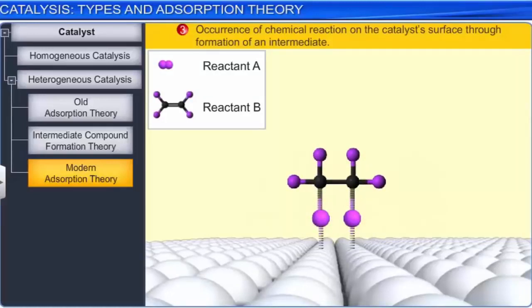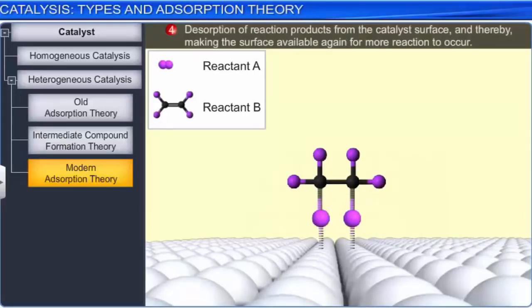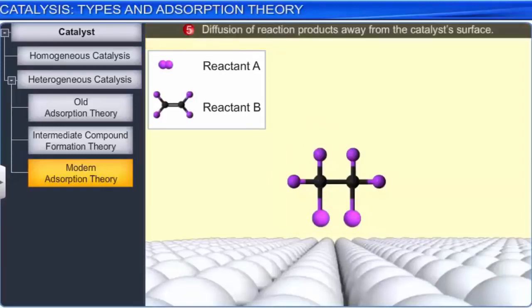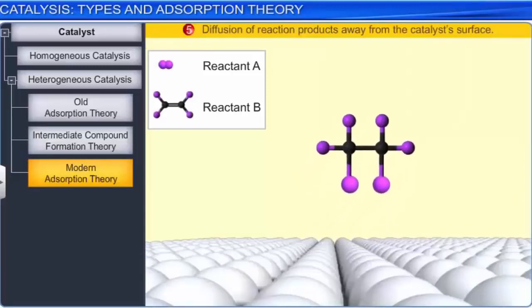The fourth step involves desorption of the product molecules from the surface of the catalyst as it lacks affinity for the catalyst surface, making the surface free and ready to interact with another reactant molecule. The last step involves diffusion of the product molecules away from the surface of the catalyst.